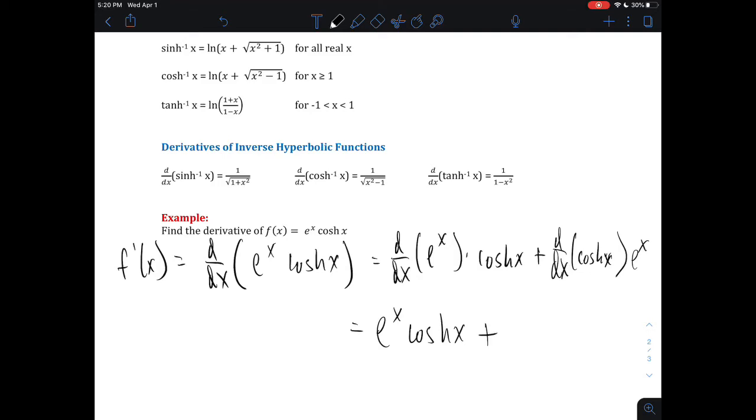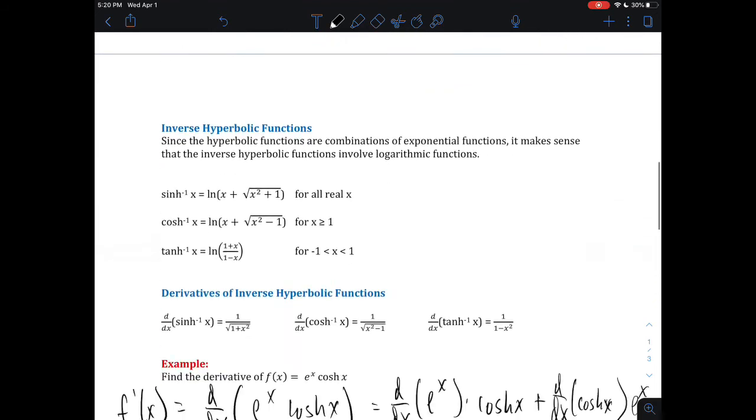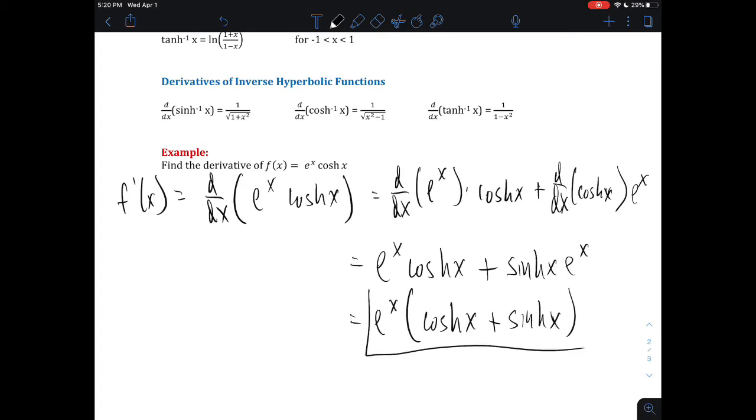And this just turns out to be e to the x hyperbolic cosine x plus the derivative of hyperbolic cosine x we have right above. It's hyperbolic sine of x times e to the x. So we could say that this is e to the x times hyperbolic cosine plus hyperbolic sine. That's it. That's our derivative.